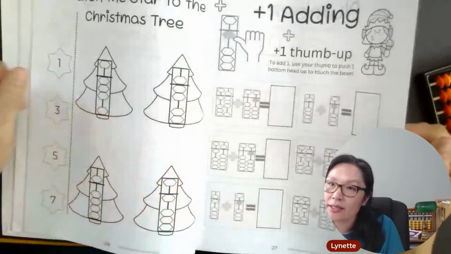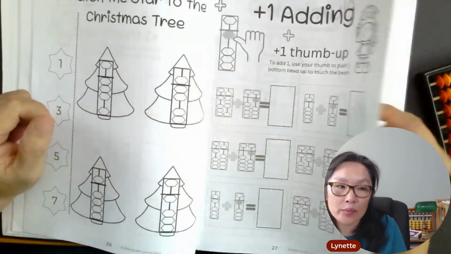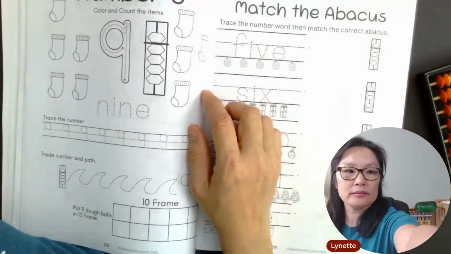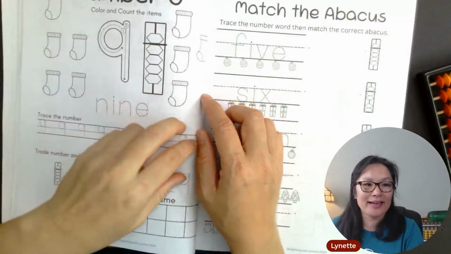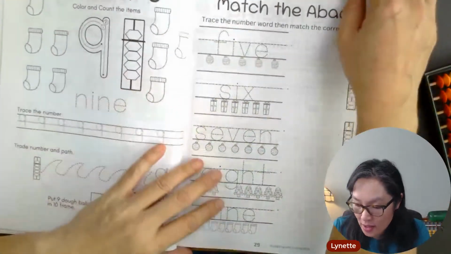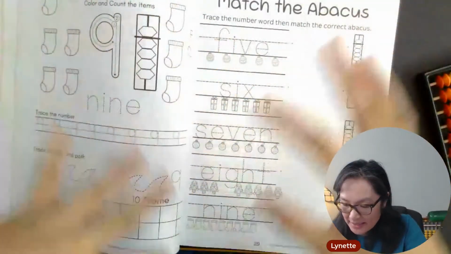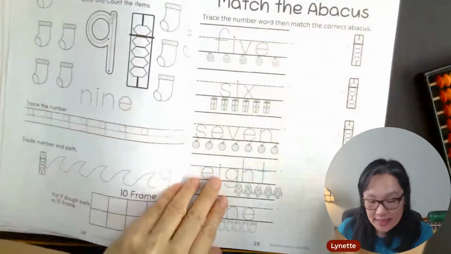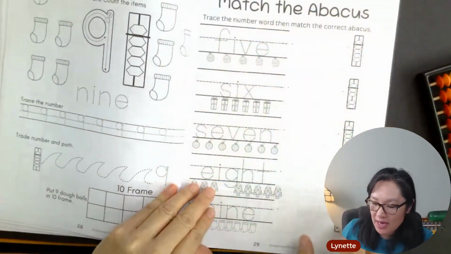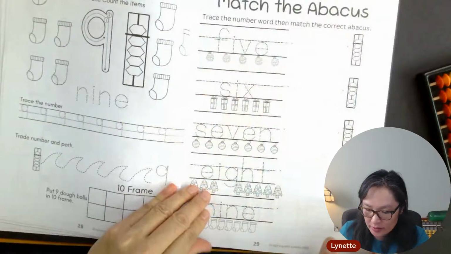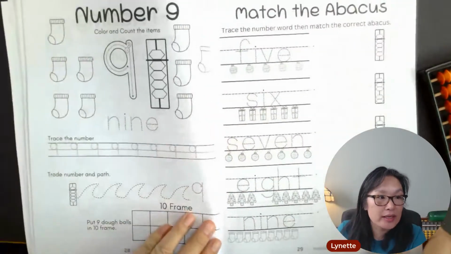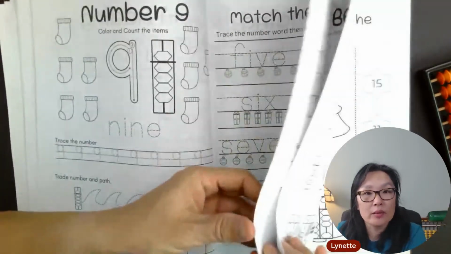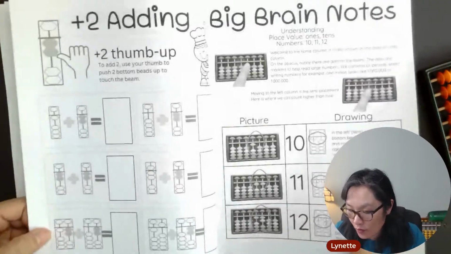So we actually add to 9, but it's mixed in with all the other activities that I have. So I have like matching and tracing and counting the items, and then we explain, and then here I go explaining what the number 9 is, and then we go forward.